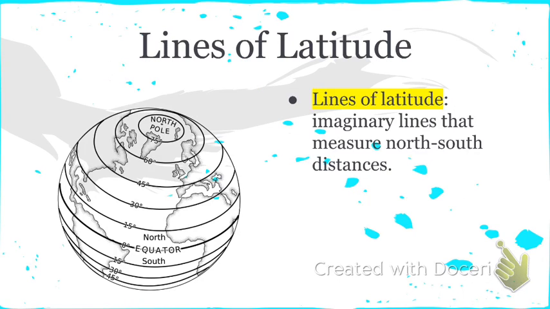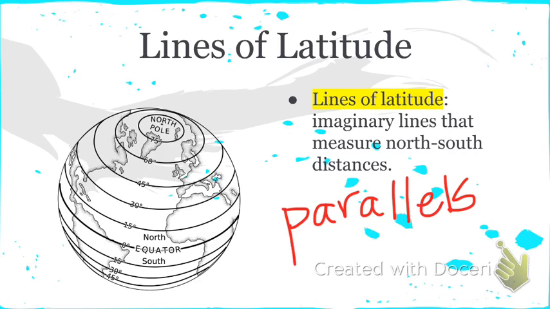All right, next we have lines of latitude. These are imaginary lines that measure north and south distances. These latitude lines are also called parallels, and they run parallel in an east and west direction, north and south of the equator. Now the equator is going to be 0 degrees latitude.